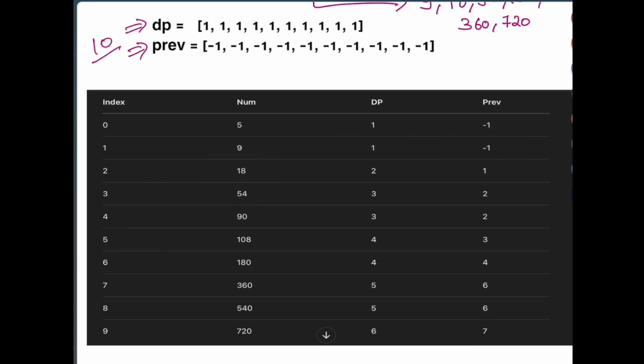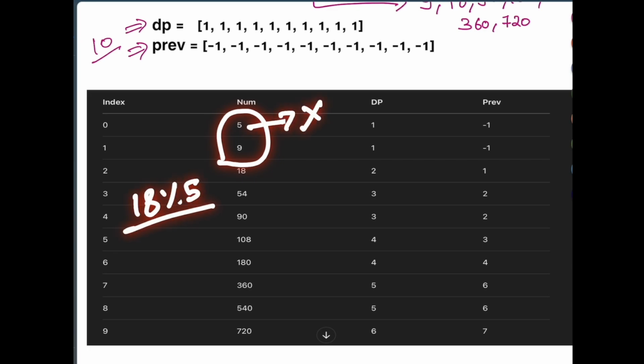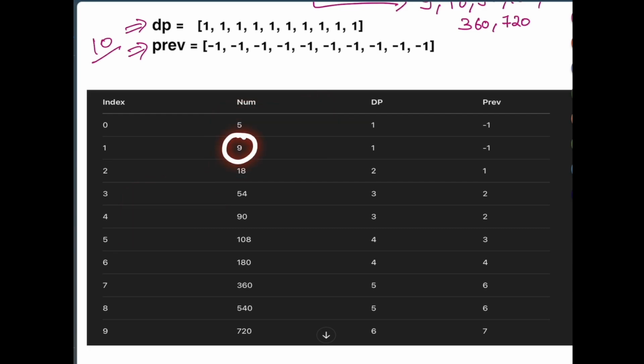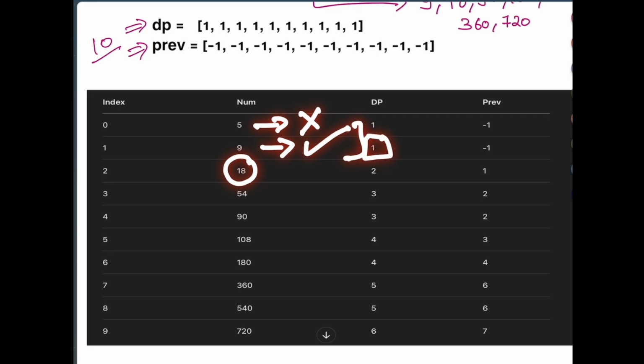18 is going to ask the same question of its previous elements: can you bond with me or not? 5 will say I cannot bond with you because 18 mod 5 is not 0. But 9 will say I can bond with you. That is, 9 can create a subset with 18. So 18 got the answer from 5 that it cannot bond, and from 9 that it can bond. It will take this yes and ask what is your DP length. 9 says my DP length is 1, and if I include you, 18, then the DP length is going to be 2 because I got one more element.